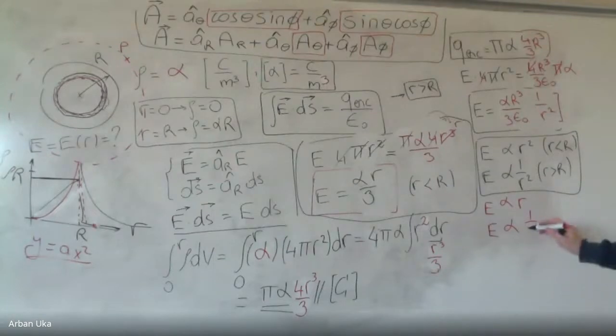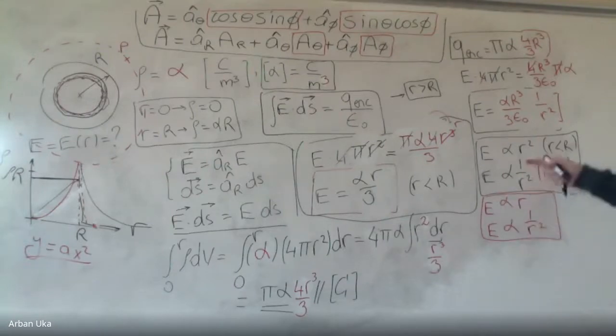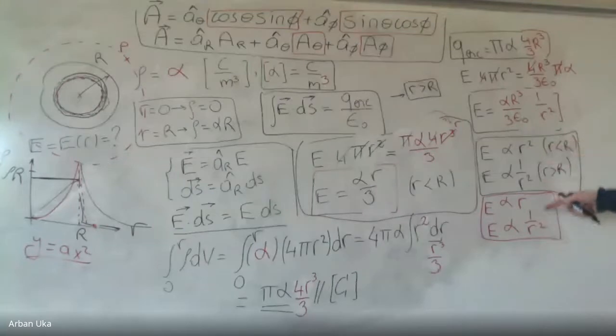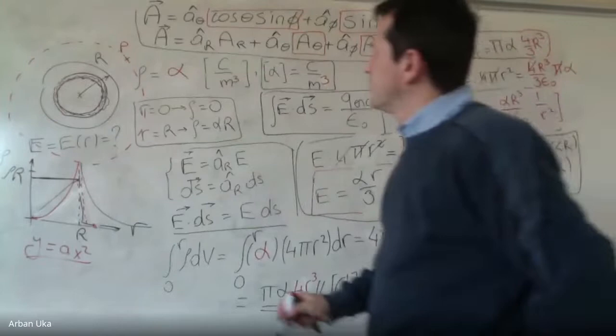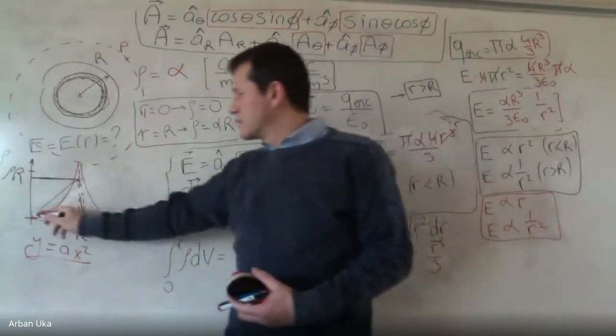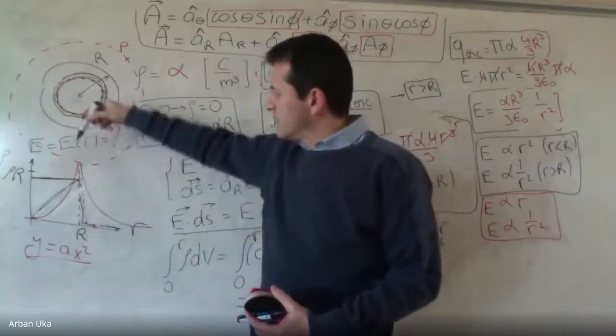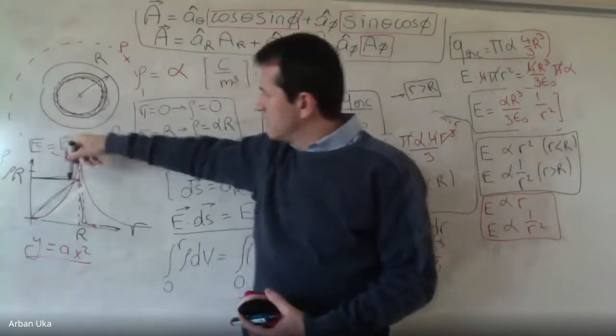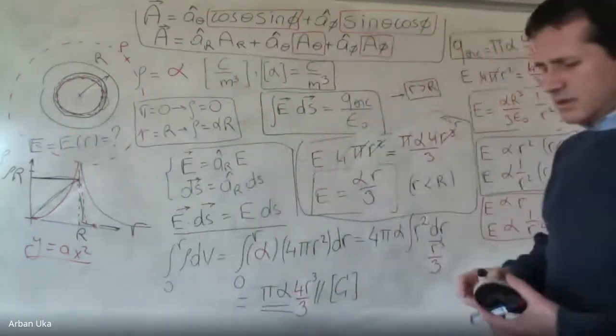Now here we solve two different examples with different charge densities, and we get this behavior in the first case and this behavior in the second case. In the first case, we had a charge density which was linear with r, which looked like this. In the second case, we had a constant volume, and things change accordingly.